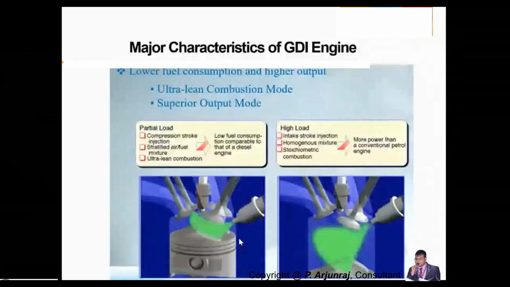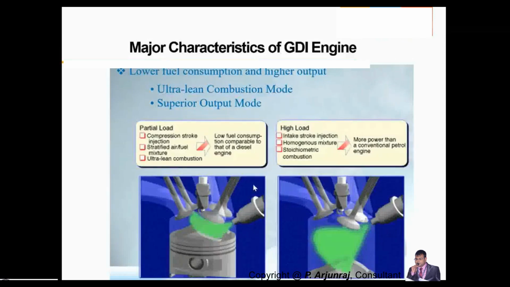The major characteristic of a GDI engine is that you are going to get lower fuel consumption and higher output. This is the main advantage that you have compared to multi-point fuel injection. We also have the vaporized fuel injection system, which is an advanced one that I'm not going to cover, and it has much more advantage than GDI. When you go for a GDI, you get the ultra lean combustion mode. Ultra lean means you're going to completely burn the fuel with a high amount of air, and you're going to have the superior output mode.